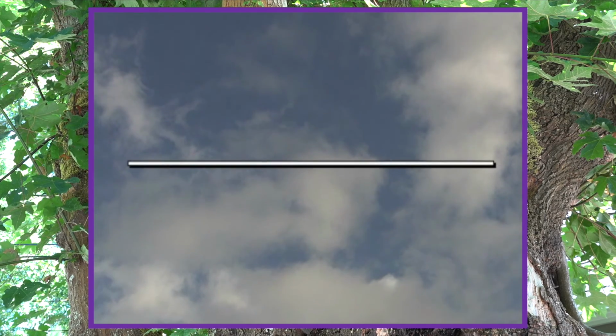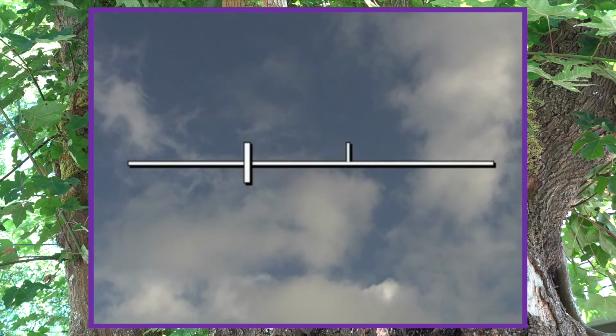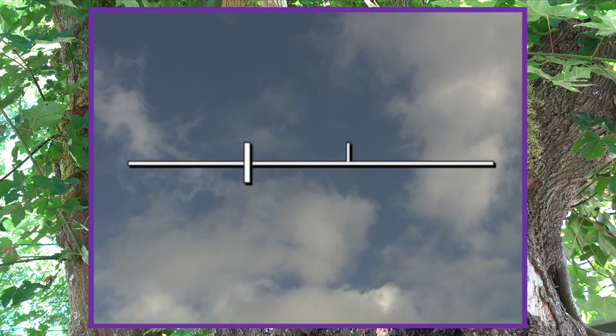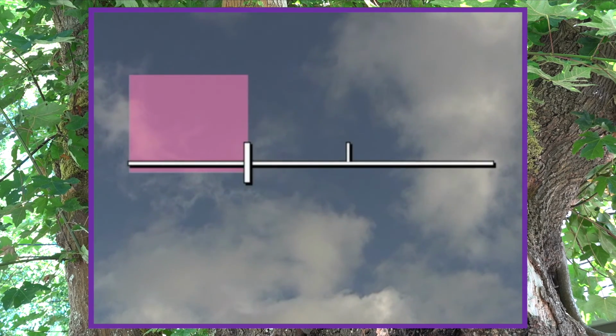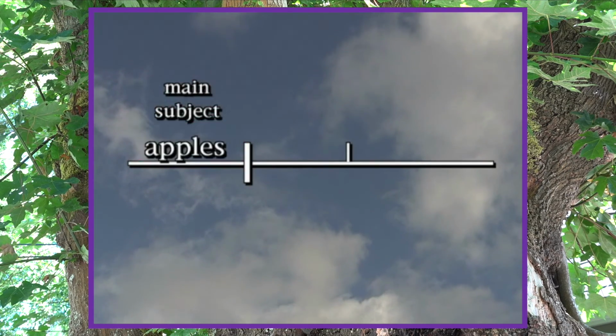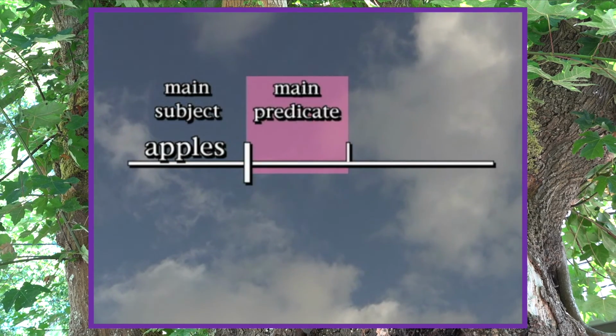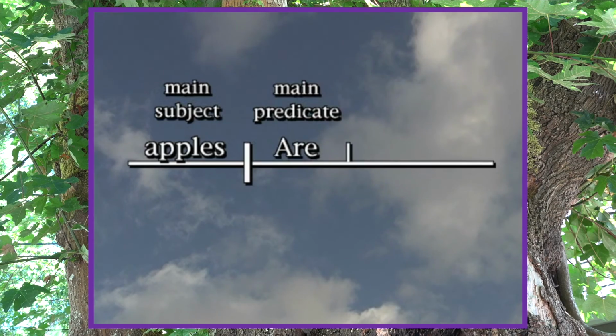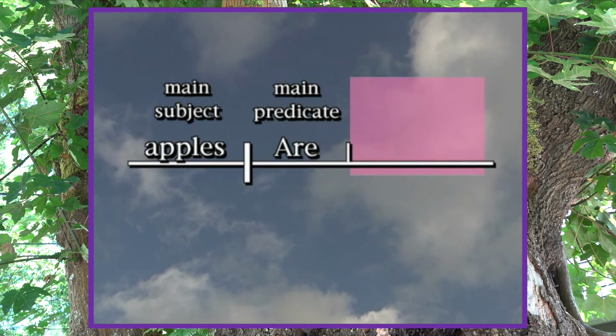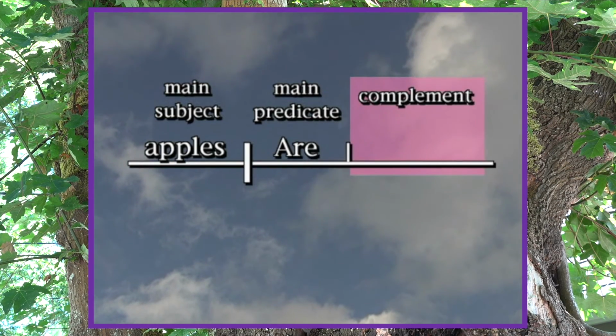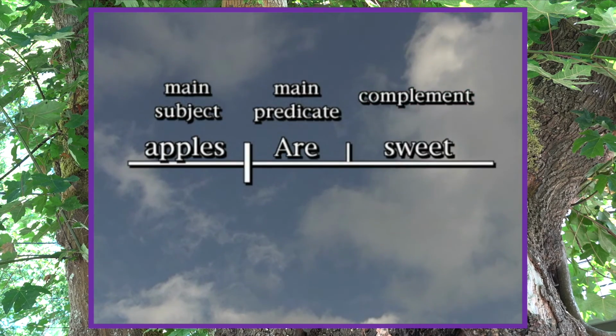Draw a horizontal line divided into 3 equal parts. In the first section, write the main subject, apples. In the second section, write the main predicate, are. In the third section, write the complement, sweet.